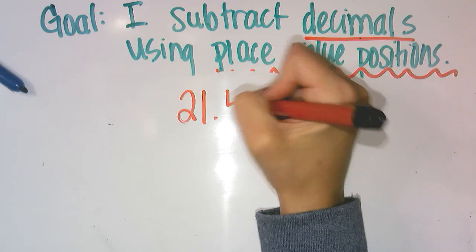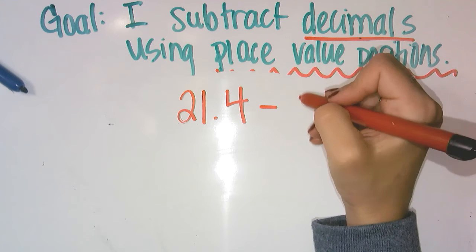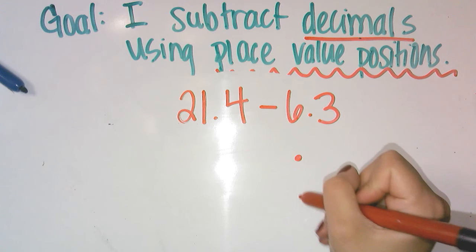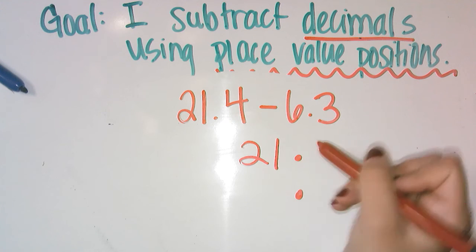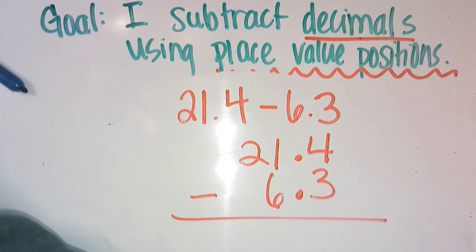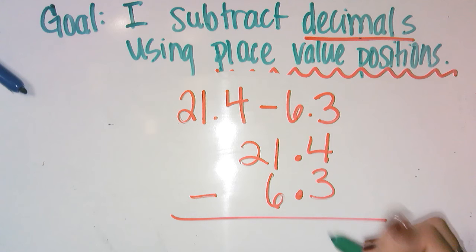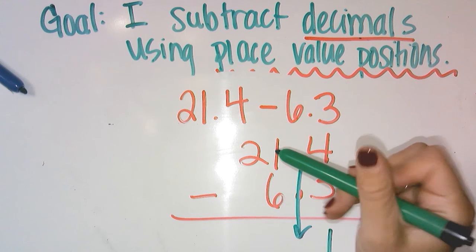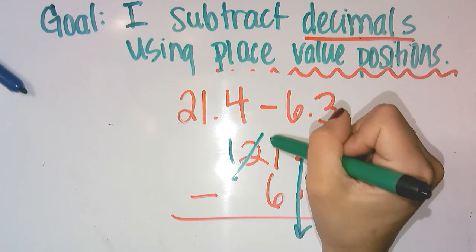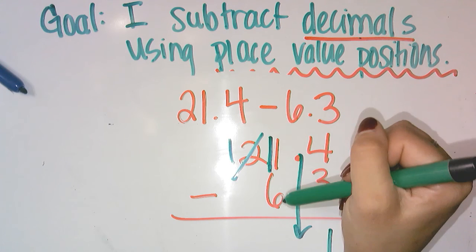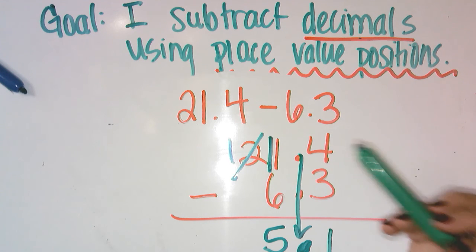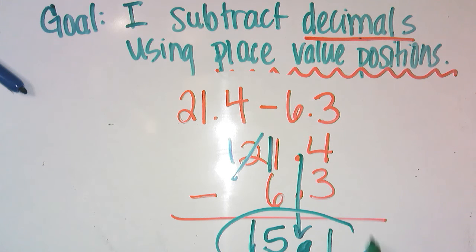21 and 4 tenths minus 6 and 3 tenths. So if I wanted to use that same strategy and write my decimals down first, I would write 21 and 4 tenths minus 6 and 3 tenths. So 4 minus 3 is 1. Drop down my decimal. 1 minus 6, I can't do it. So I cross out my 2, make it into 1, and then I add 10 over here to get 11 minus 6, which is 5. And then 1 minus nothing, which is 1. So I have 15 and 1 tenth.